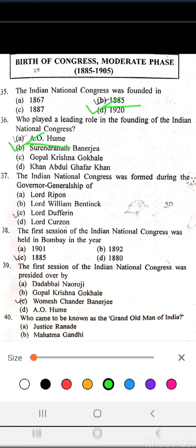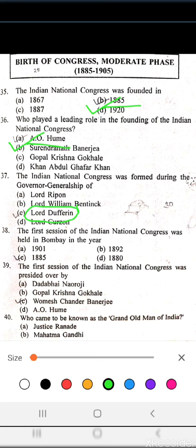The next question is, the Indian National Congress was formed during the Governor Generalship of. Who was the Governor General of India during the formation of the Indian National Congress? That was Lord Dufferin. Lord Dufferin was Governor General of India during the formation of the Indian National Congress, and it was Lord Dufferin who once said that the Indian National Congress represents only a microscopic minority. Microscopic minorities was the term used for the Indian National Congress by Lord Dufferin. This is also a question which is often asked, so you should keep it in mind.